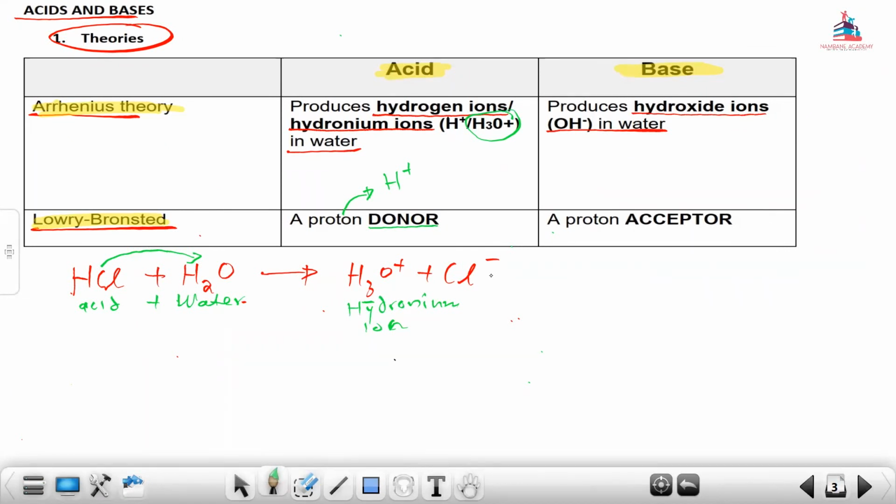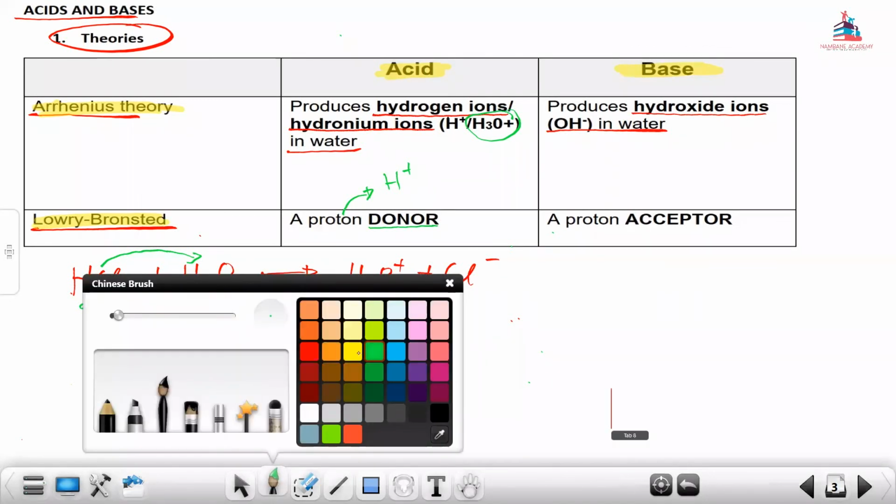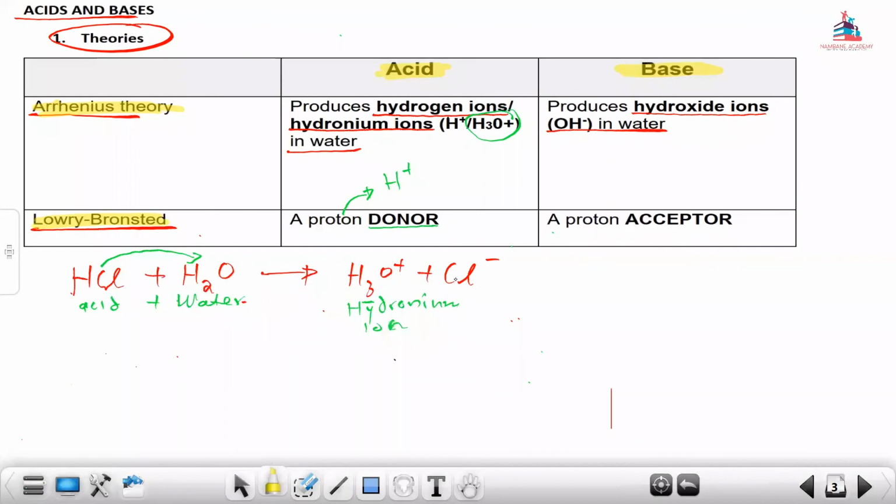So what does this say to me? It says when I look at an acid through Arrhenius, I need to see the formation of H3O+. But when I look at an acid through Lowry-Bronsted theory, then I must see an acid as a substance that will donate what? A proton. And what proton is that? It's my H+.